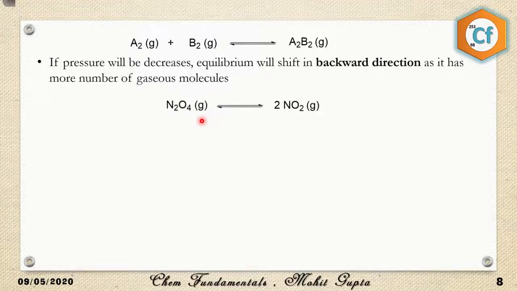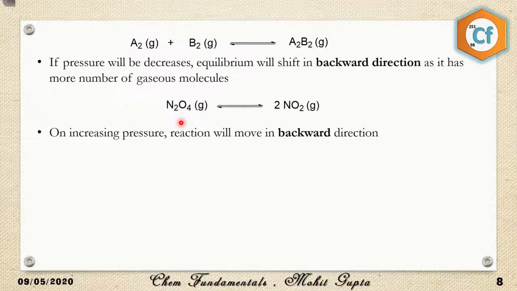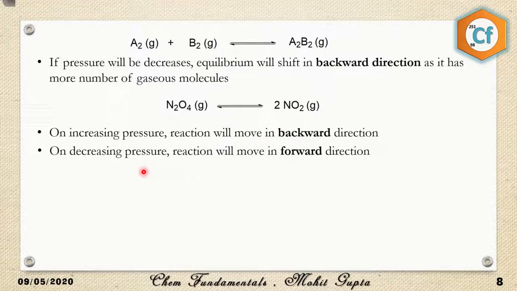Let us understand with one more example. N2O4 is decomposing into twice NO2. Both are gases. The number of molecules on the reactant side is 1 and on the product side is 2. So if you increase the pressure, what would happen? Equilibrium will shift in that direction which has fewer gaseous molecules, so it will move in the backward direction. On decreasing pressure, the reaction will move in the forward direction. If you are decreasing the pressure, the volume would increase and the equilibrium will shift in the forward direction, because now two molecules can occupy more volume, and you have a larger amount of volume available, so the reaction will move in the forward direction.